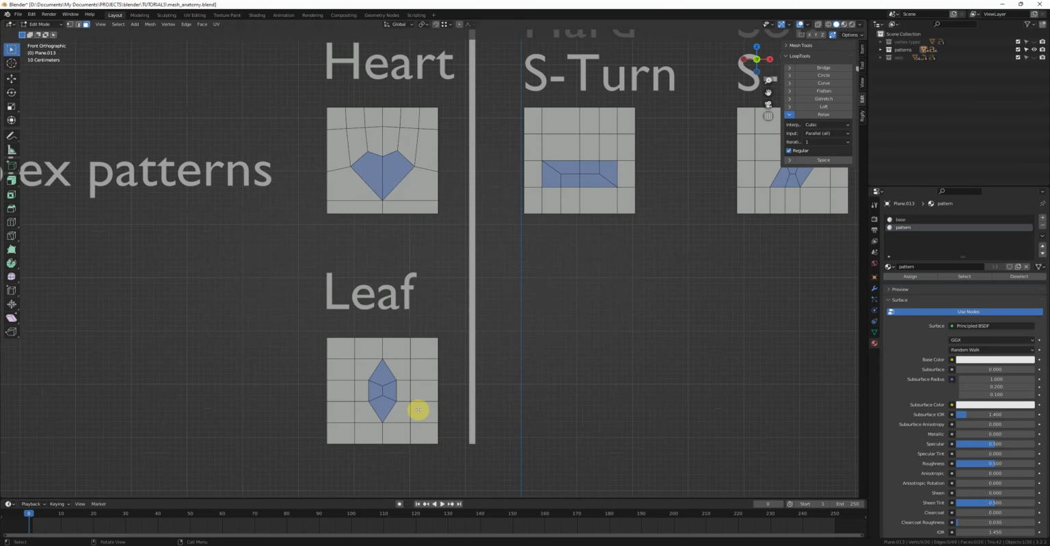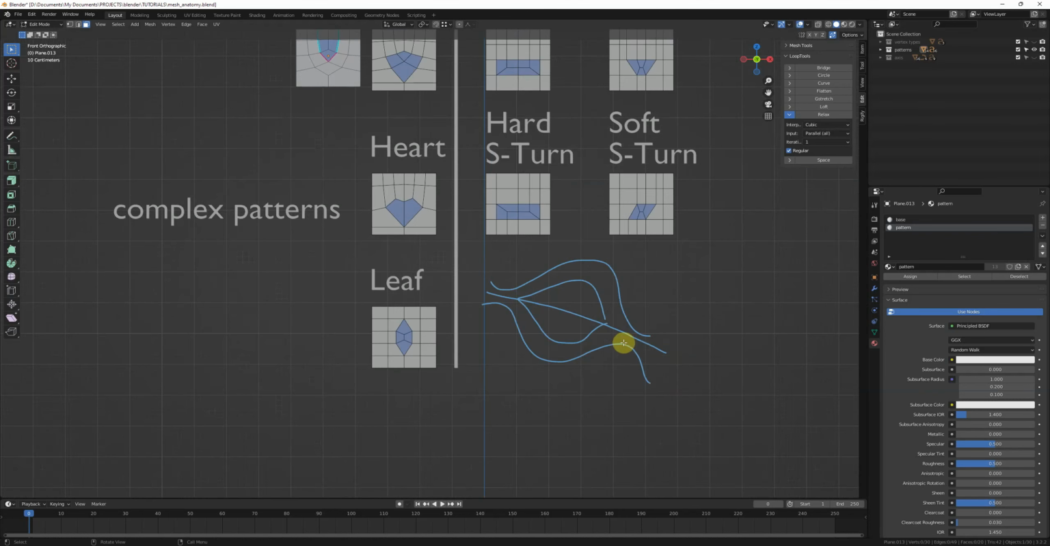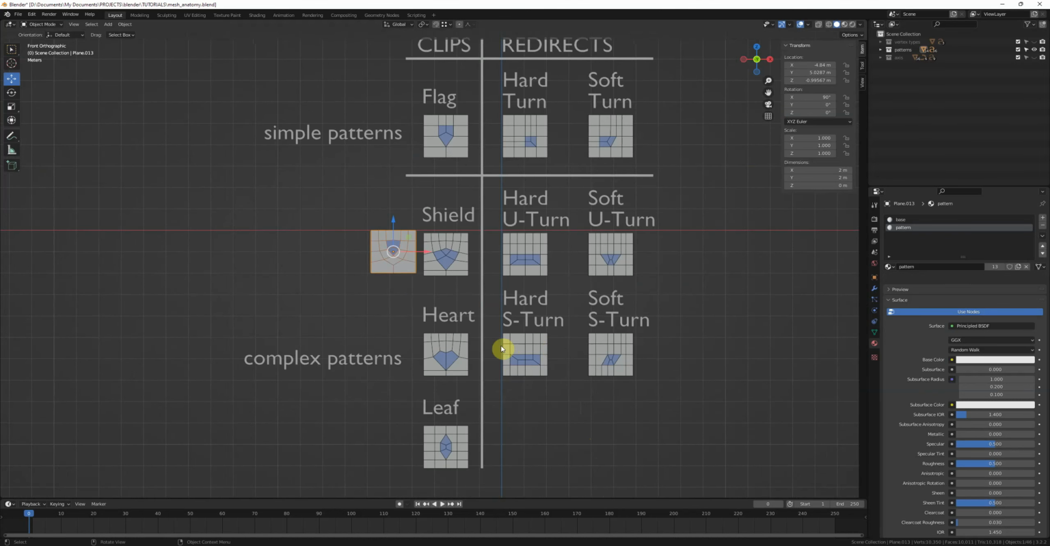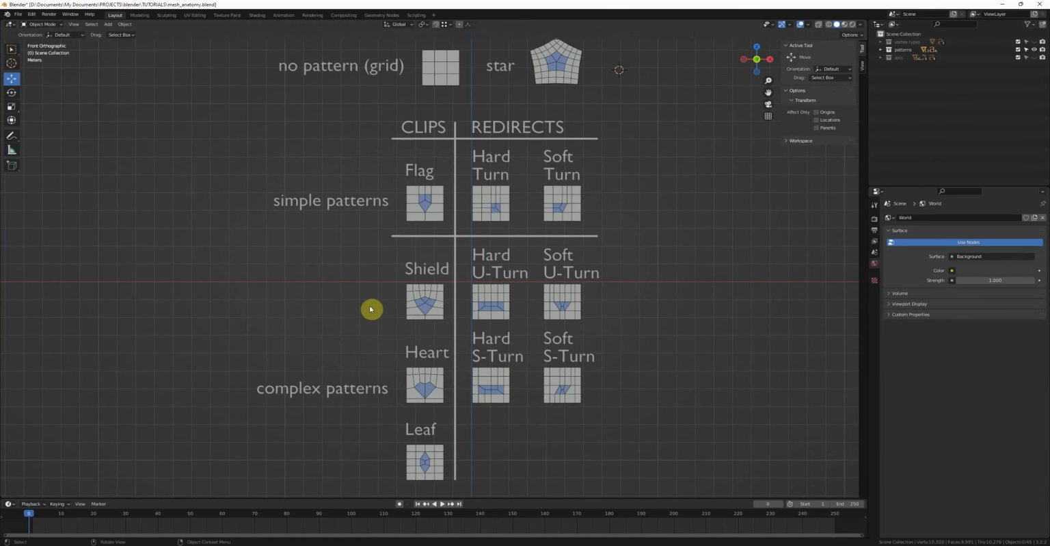And then we have a leaf here. Typically this is just used to add volume in an area. Especially if your topology is doing, again, I'm going to use trees as an example, if your topology is doing something like this and you have one loop running through, you're probably going to want to add a few more just to buff that area a little bit more, just to add more support. So that's some examples of how patterns work. So that's the techniques you can use to redirect topology.